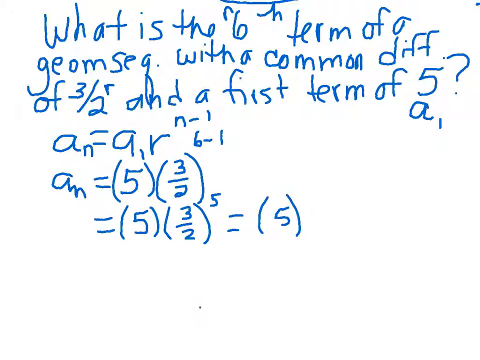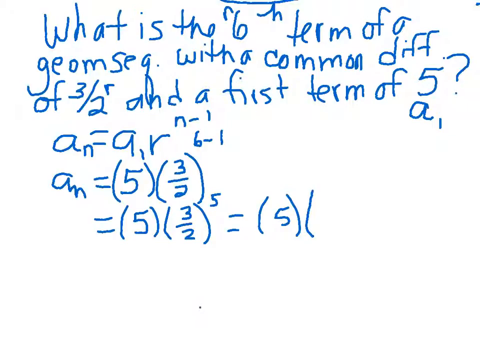And again, the order of operations, I meant to mention this earlier. It's just the 3/2 that's being raised to the 5th. Order of operations says you do exponents before you multiply. So that's why we're applying the 5th power to the 3/2. We're not multiplying the 5 times the 3/2 and then raising it to the 5th power.